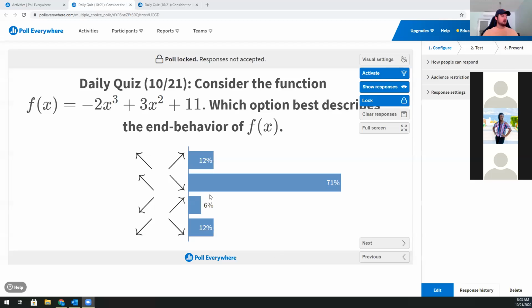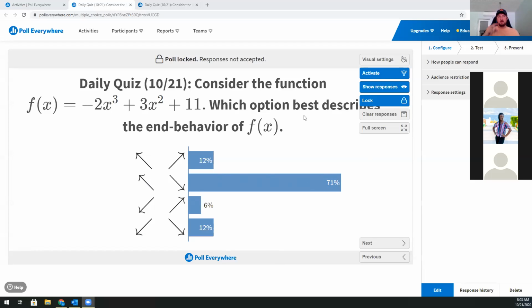And good job. Good job. 71% got the correct answer. Right? It is this choice. As I'm traveling to the left, I'd be going up. As I travel to the right, I'd be going down.